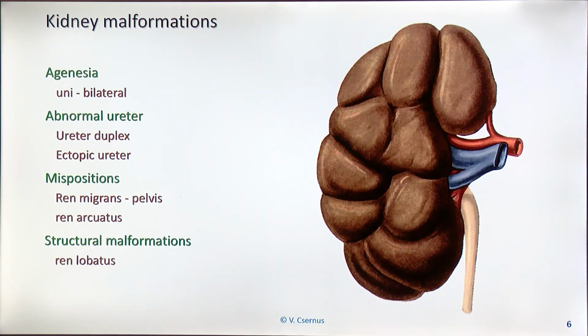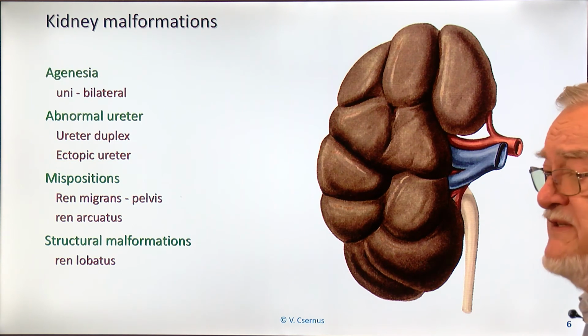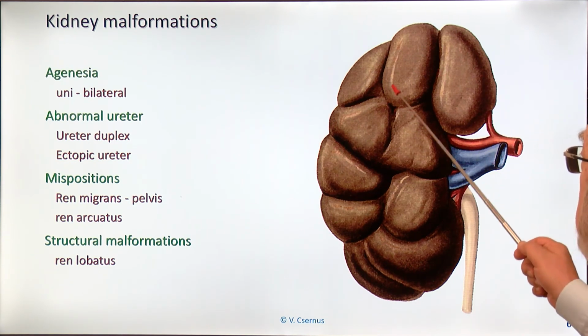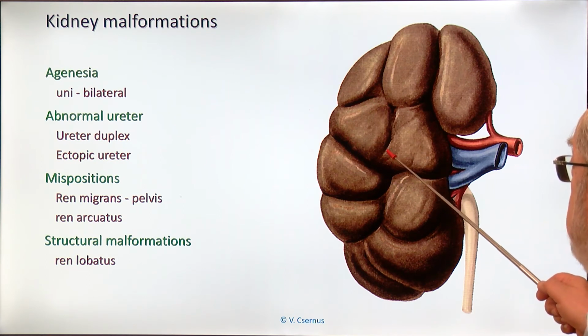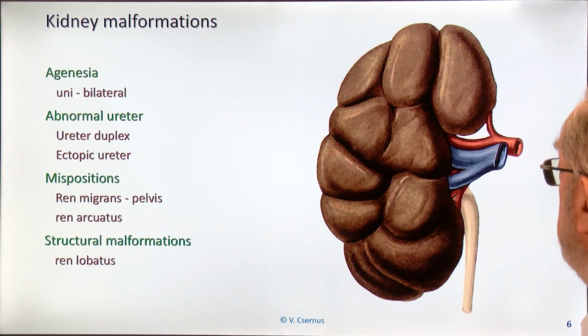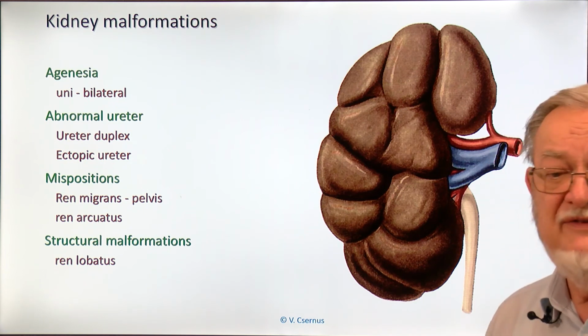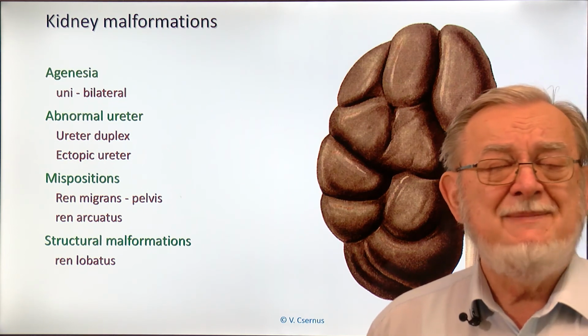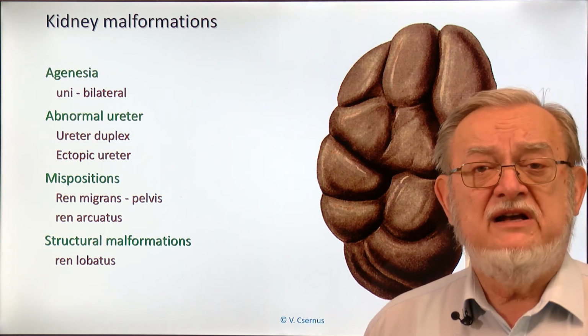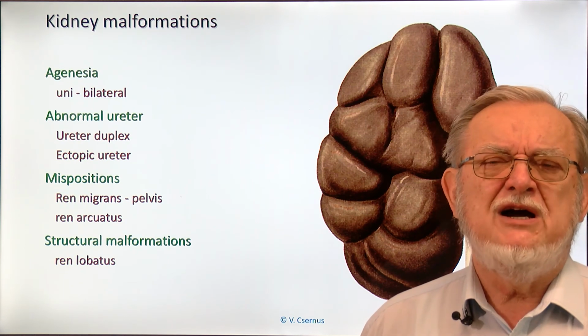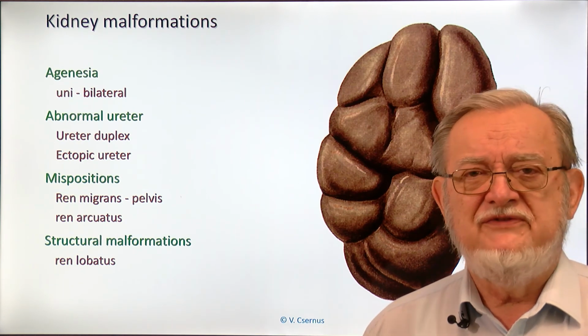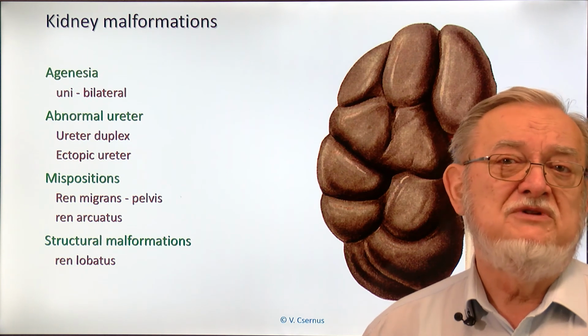Then the structural malformations: the kidney is okay, in an appropriate place, and developed, but has some problems with the structure. One of them is the Ren lobatus, the lobar kidney. In embryonic life it looks like that, and later becomes smooth. In some people it forgets to become smooth and has a rough surface. Absolutely no problem with that, it is just of diagnostic value. So if your patient complains, oh, I have a very ugly kidney, the surface is very bumpy, you can say, do not show it to anyone.